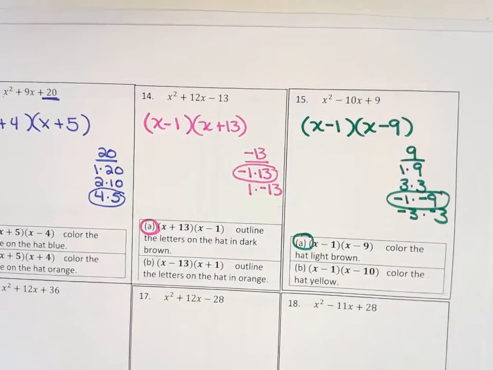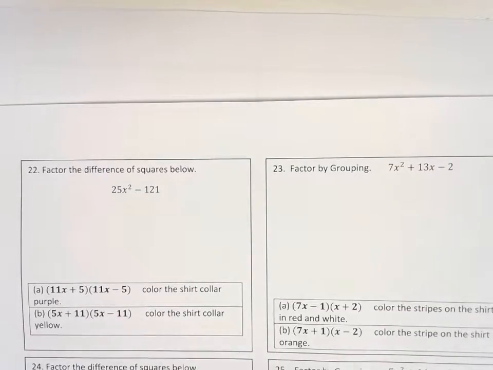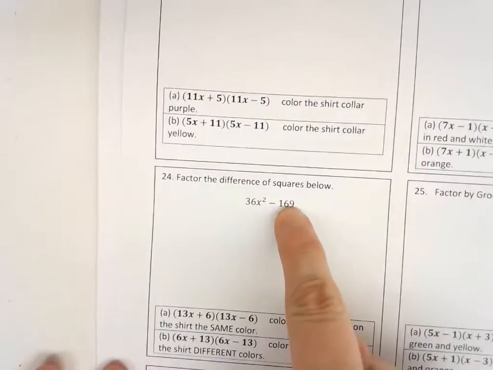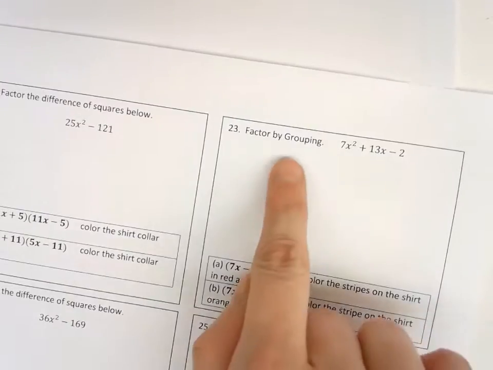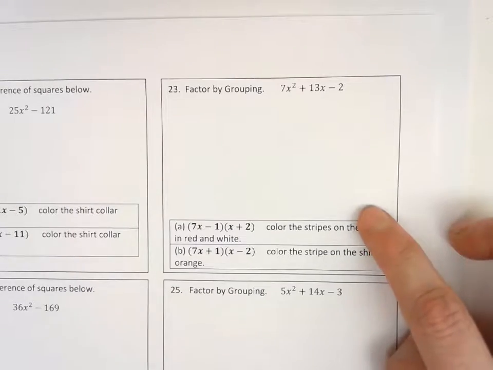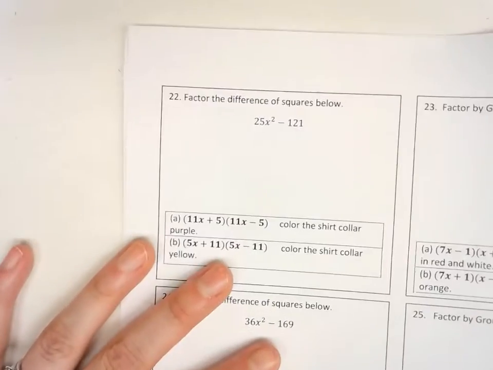Now look at the next page. Now on this page, half of your questions are difference of squares. That's 22, 24, and 26. The other half is the factor by grouping, which is that longer method. But you're only going to be responsible for doing 2 of them. Okay. So let me remind you how to do the difference of squares.